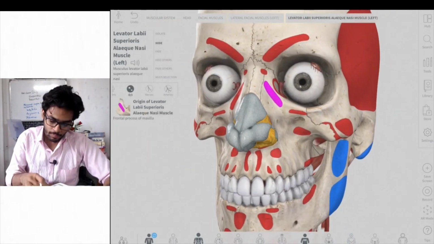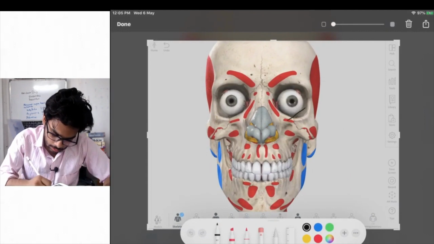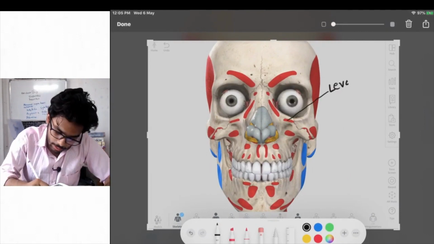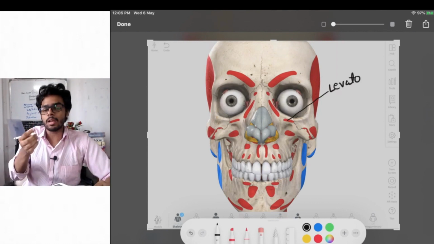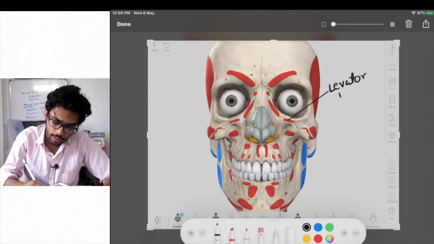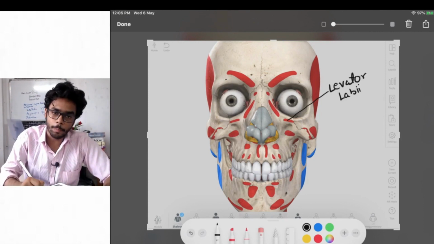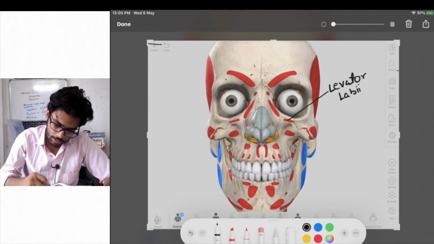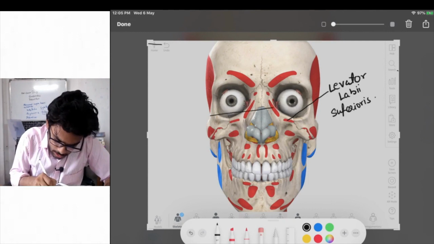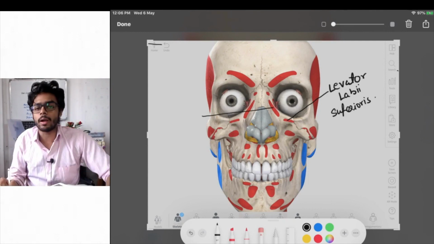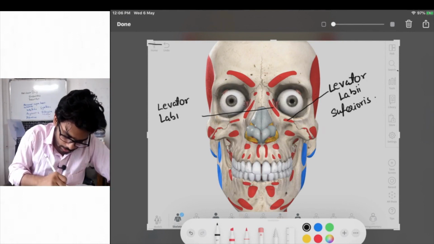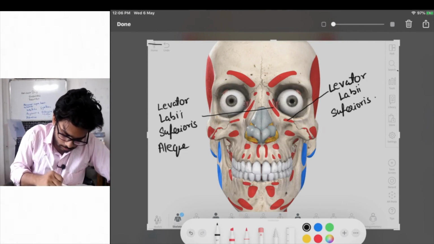Am I clear? Let me show you this diagram. This is the origin of which muscle? Levator labii superioris. The word levator means the muscle which helps in elevation. Let me write it here. Levator labii superioris. Am I clear? And this muscle is also levator labii superioris, but this is levator labii superioris alaeque nasi.